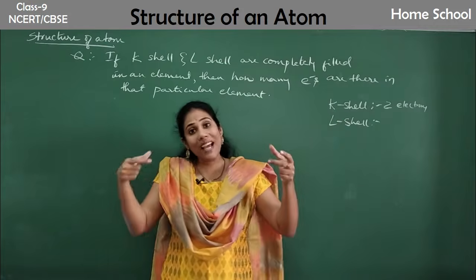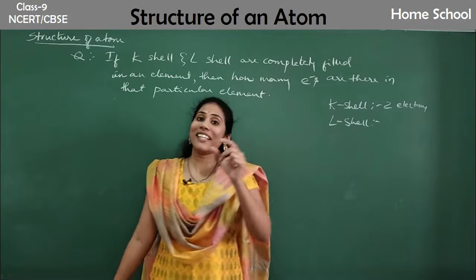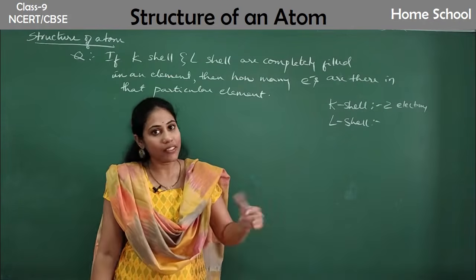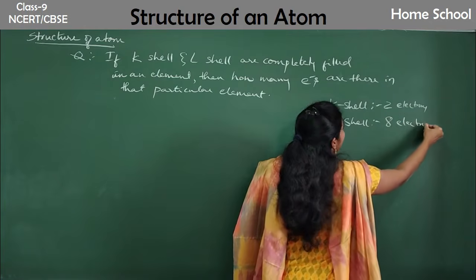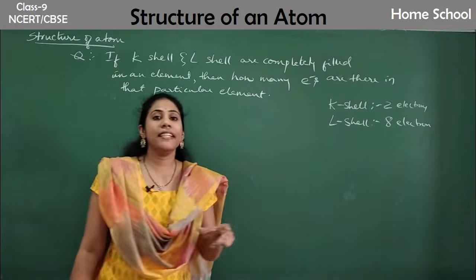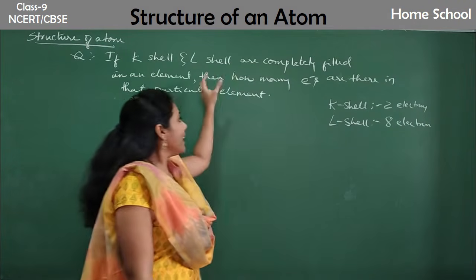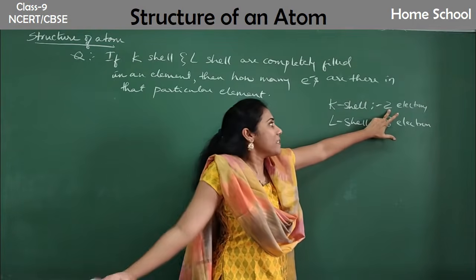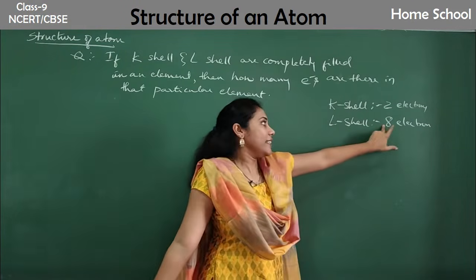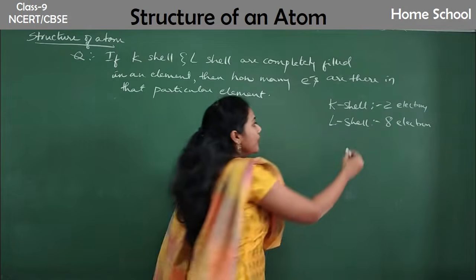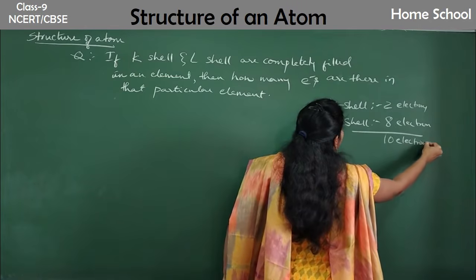In a similar way, when do you find L shell completely filled? When it can have maximum number of electrons. So how many electrons in maximum can it have? 8 electrons. L shell capacity is only 8 people, that is 8 electrons. So K shell is completely filled, that means it has maximum of 2 electrons. L shell is completely filled, that is it's having 8 electrons. So in total, how many electrons are there? 10 electrons are there.